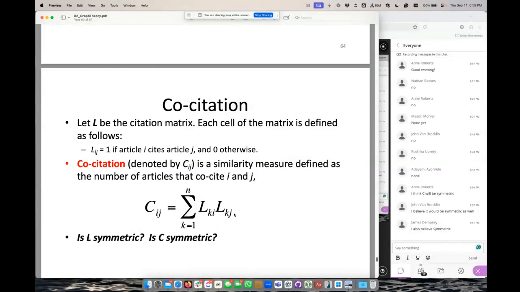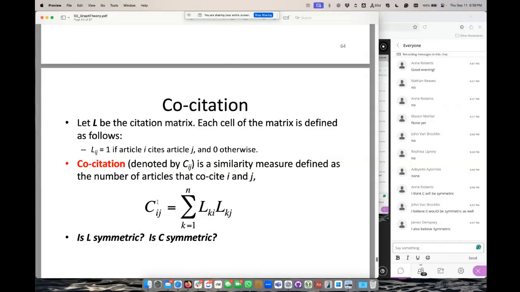Now we know that the product of two things is always symmetric, right? It doesn't matter if you multiply 2 with 3 or 3 with 2, the outcome will still be 6. So if you consider Cij or Cji, it's not going to make any difference, right? So Lki times Lkj or Lkj times Lki, they're both the same. So in that case, and John, James, you're absolutely correct. C is symmetric. Even though L is asymmetric, C is symmetric.